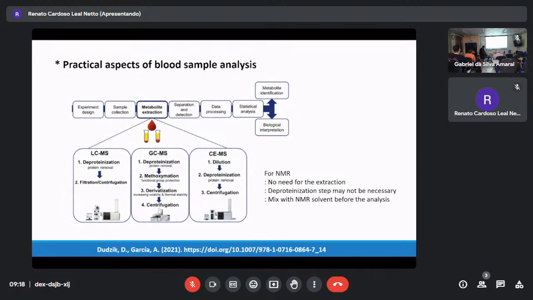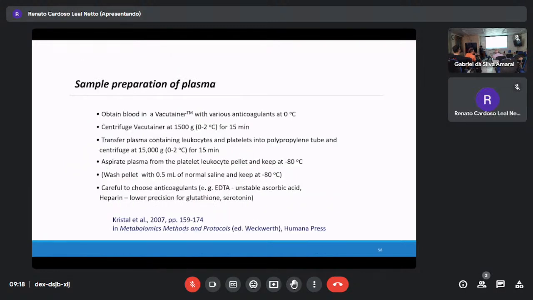So here there is no evaporation phase. There's no evaporation after dilution. Dilution means we don't need to remove solvent, and then deproteination. And in plasma cases, obtain blood, transport plasma containing leukocytes and platelets in the propylene tube, and aspirate plasma from the platelets. So you can find out all this now.